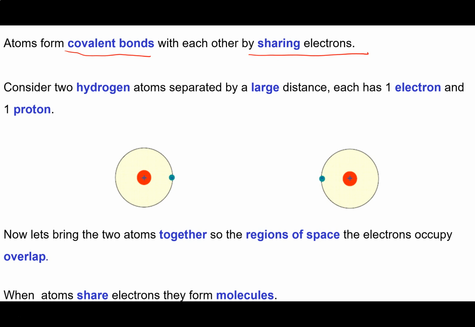So let's consider 2 hydrogen atoms that are separated by a very large distance so that they can't possibly interact with one another. And each hydrogen atom will have a nucleus that has just 1 proton in it, and then about that nucleus there is 1 electron orbiting. So these atoms are so far apart that they can't possibly interact with one another. Now what we're going to do is bring these 2 atoms together, or we can imagine these 2 atoms colliding with one another and observe what happens. So the atoms are going to come together so that the regions of space where their electrons are found now overlap.